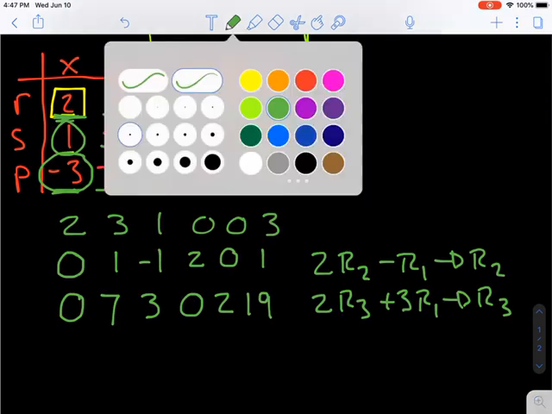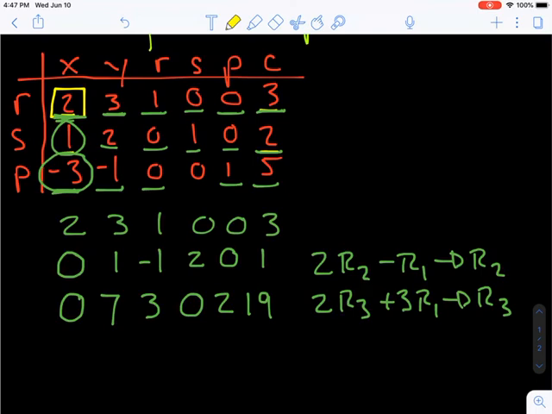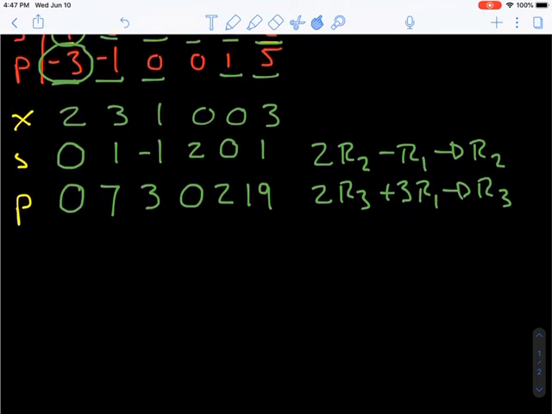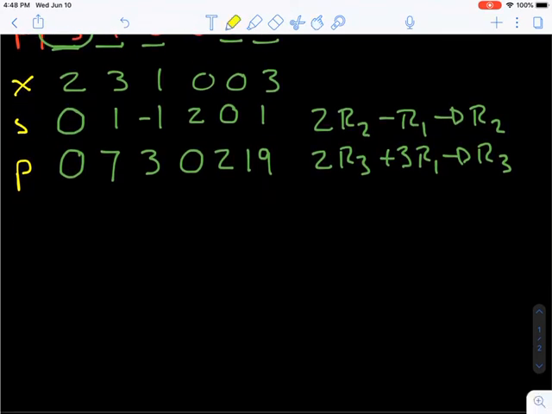The only other thing to do then is to change our outgoing and incoming active variable. So R is the outgoing, X is the incoming, so I put X here, S stays, and P stays as it is. Now, we are actually done with this problem because all of the numbers in the bottom row are now positive numbers or 0. And so the only thing left to do would be to determine the solution.